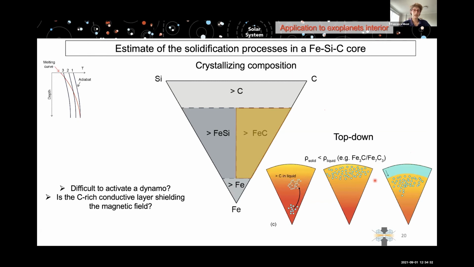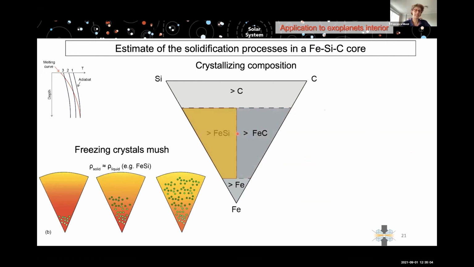crystallization style. And in this case, many questions are possible, because would it be possible to activate a dynamo if the solutal convection is not as strong as in the case of the iron? Or, if we get enough time to form this conductive layer on top, and we have a magnetic field, does it shield the magnetic field? So it's still not useful to help the planet in its own. These are all the interesting questions that I hope will propel some discussion.